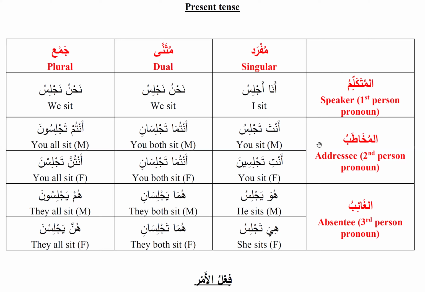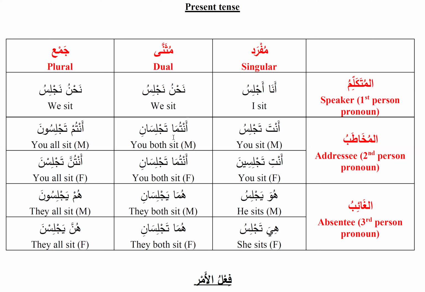Now for second person, anta, we add ta at the beginning, tajlisu. And for dual, antuma, we're going to add alif and noon to it. Antuma tajlisani. So it's going to be ta at the beginning and alif and noon at the end. And this alif actually shows that it is dual. This alif is the symbol of it being dual.